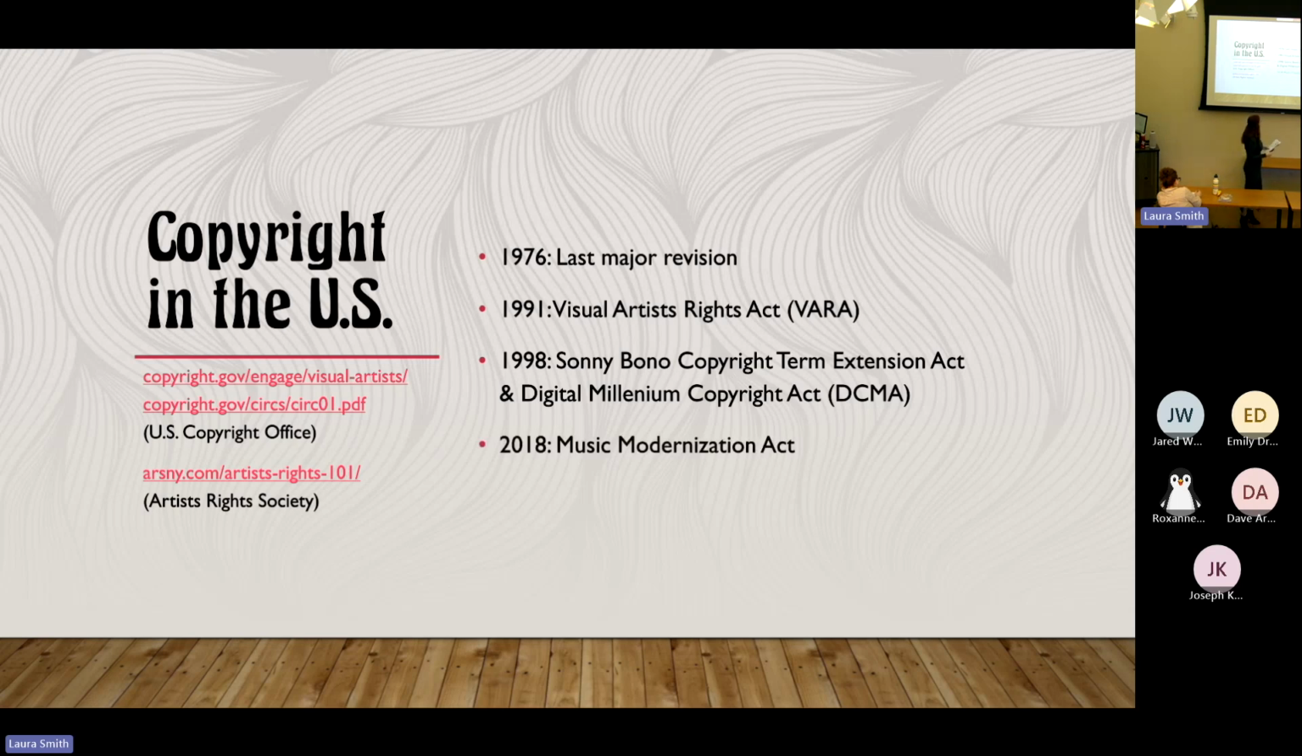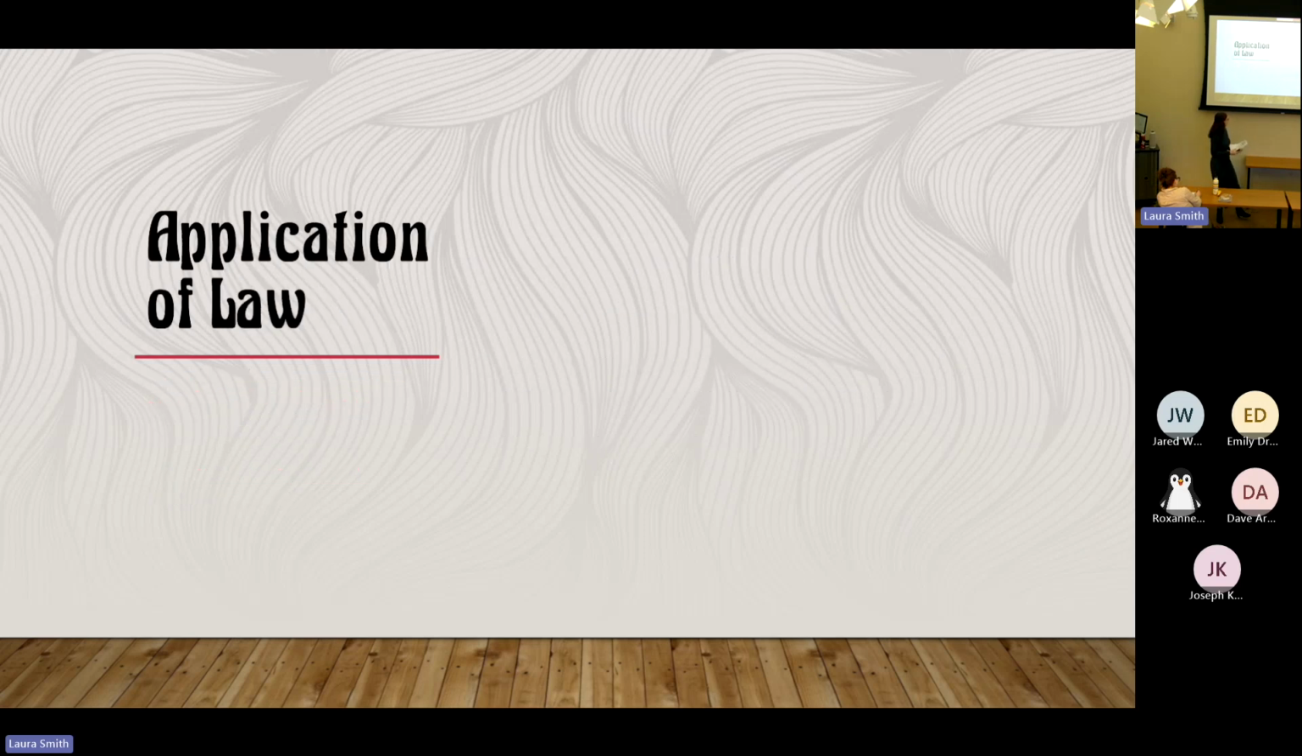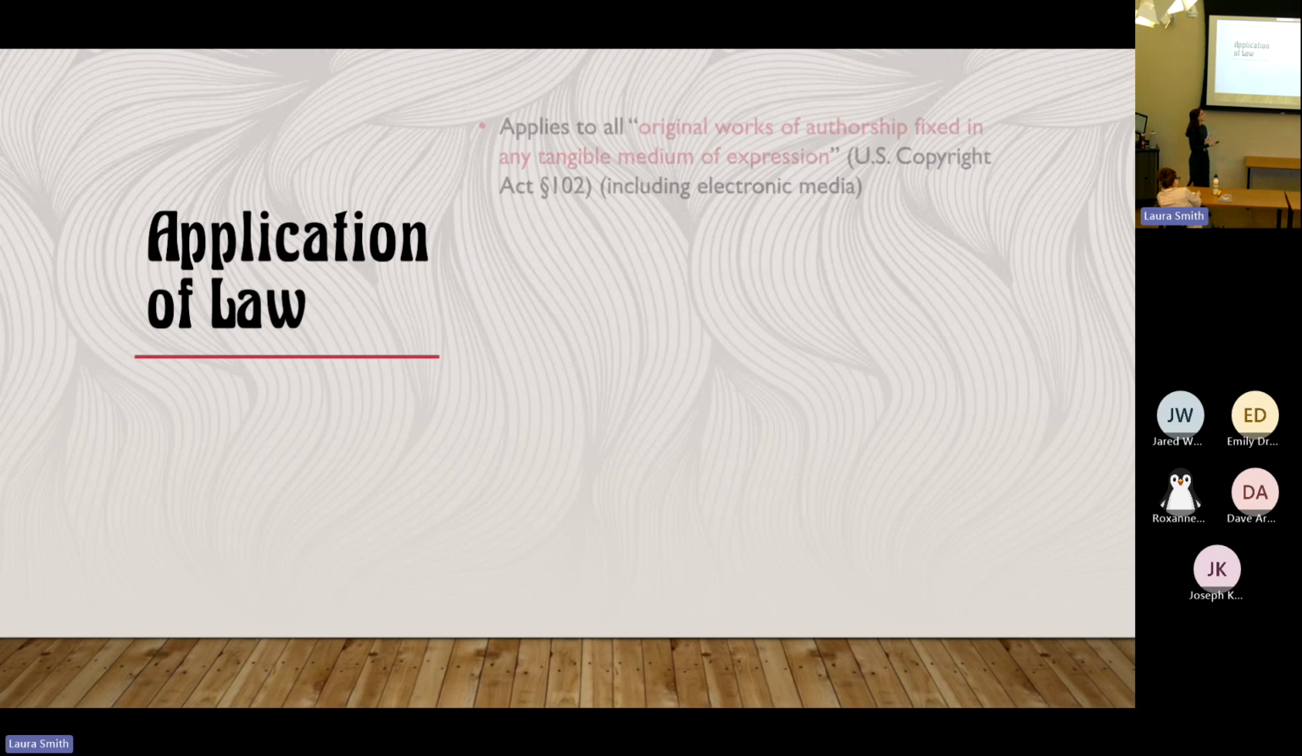In 2018, we passed the Music Modernization Act, which included licensing rules and copyright clarifications for the modern era of music. Okay, so when we apply this law, we see that it applies to original works of authorship. You can't copyright facts or scientific principles or basic ideas. It has to be original works of authorship, but that's in any tangible medium of expression, whether that's clay or painting or pixels or metal or anything like that. So it applies to any and all media.